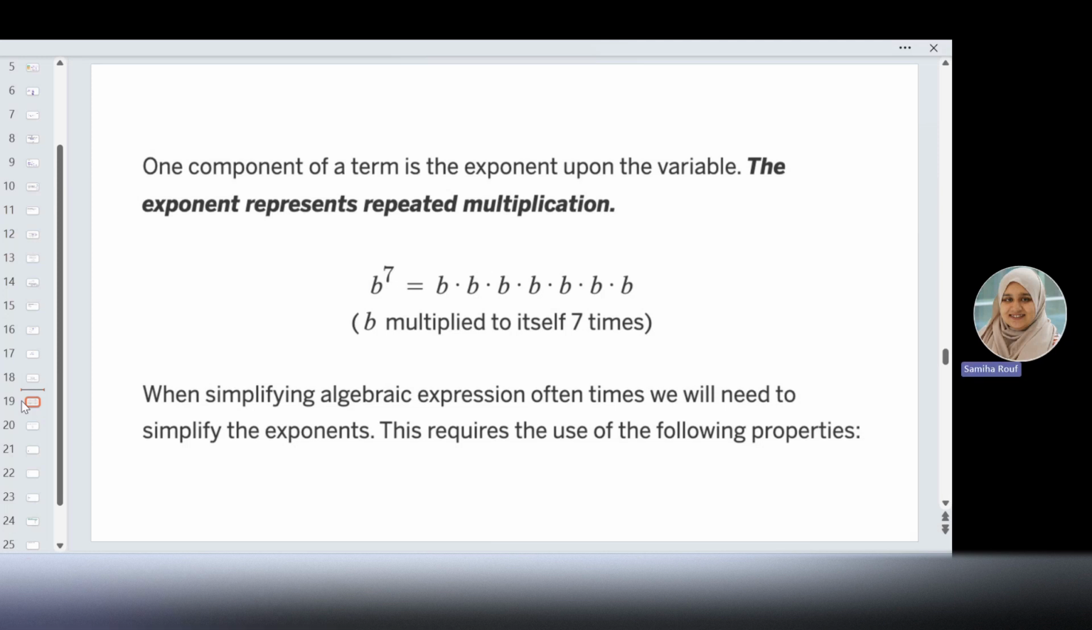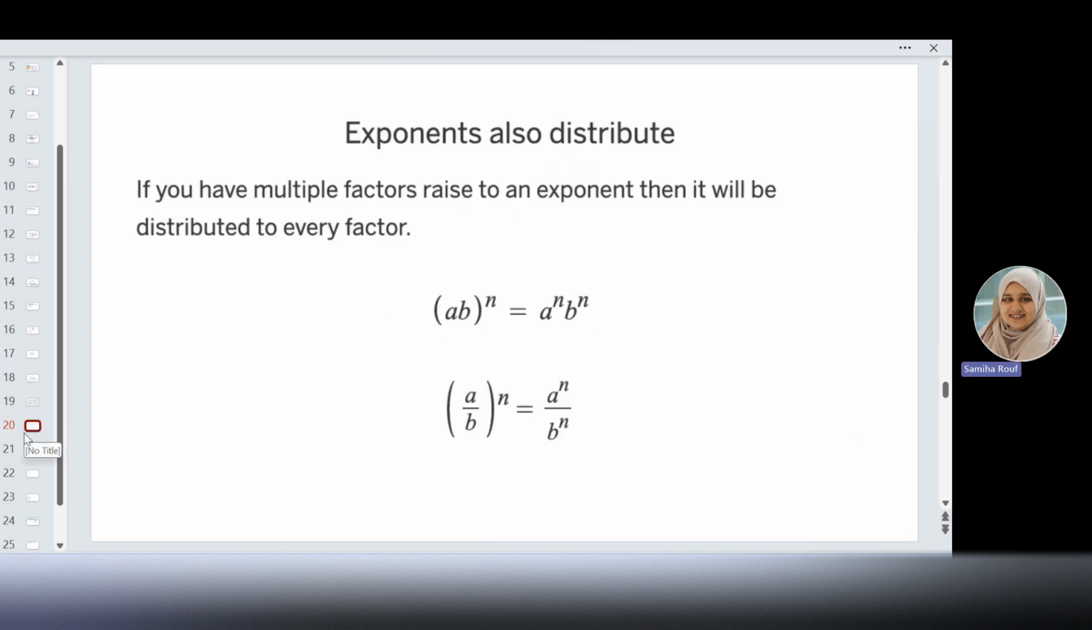Now, each time you're trying to simplify something that has an exponent, it doesn't make sense to write out b 7 times or a to the power 5 times. So we have certain properties that help us simplify terms that have these exponents. Let's look at some examples of those.